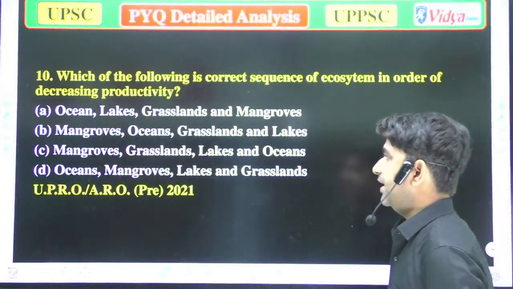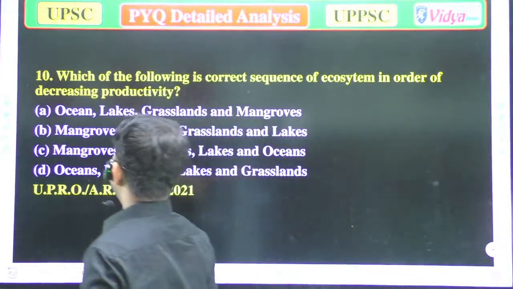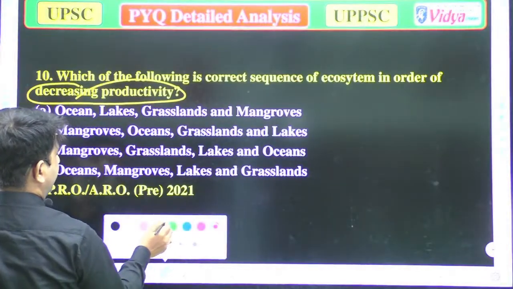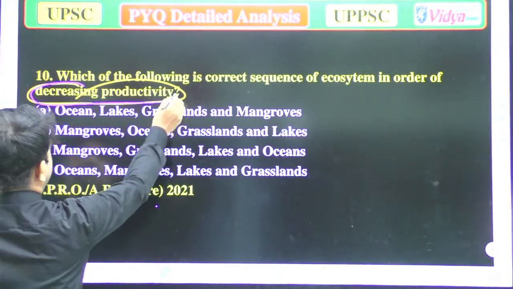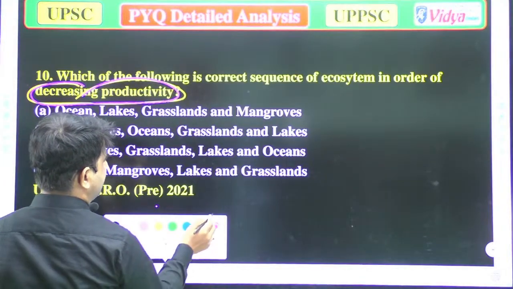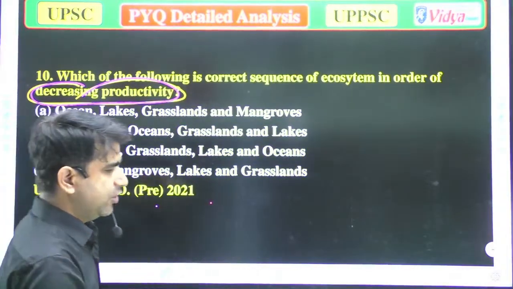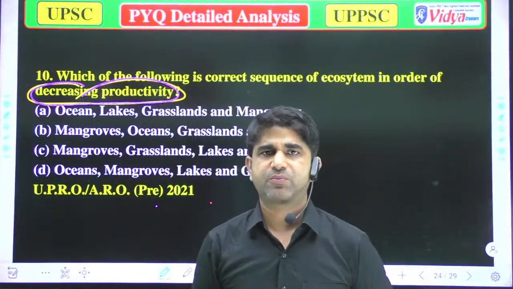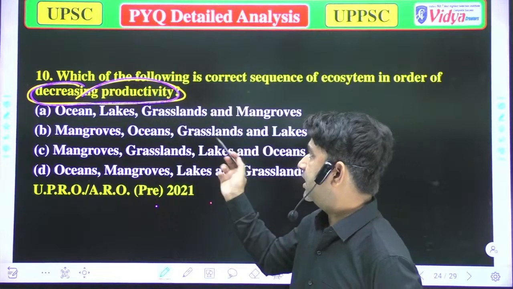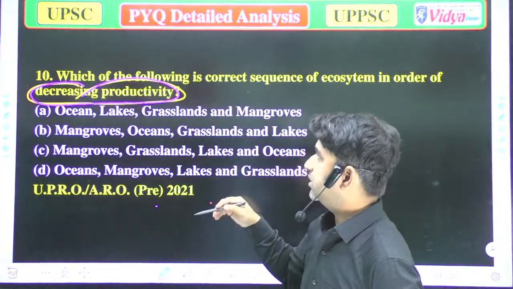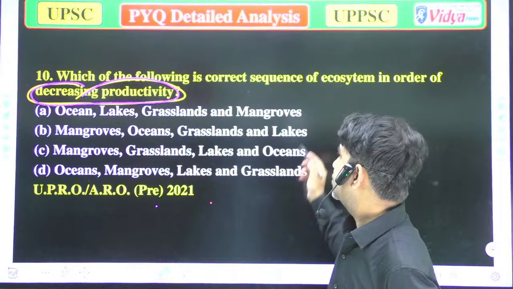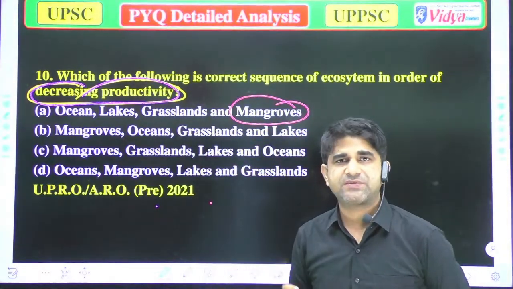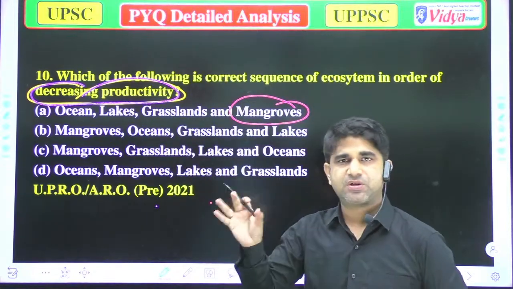Everyone, as I'm saying, decreasing productivity. When we talk about decreasing productivity, which of the following has the highest productivity in the given options? If you are aware of those things, you can attend it properly. Among ocean, lakes, grassland and mangroves, mangroves have the highest productivity. So if there is mangrove, that answer will be correct.